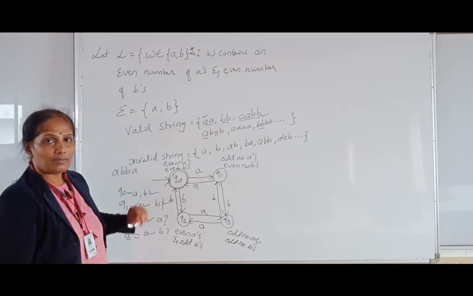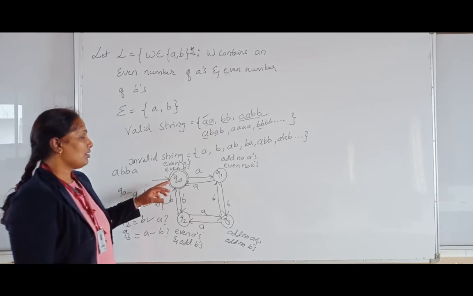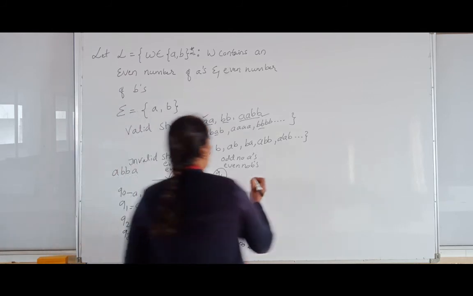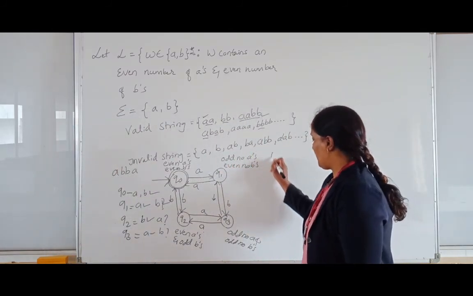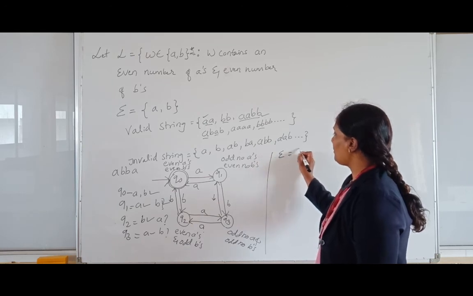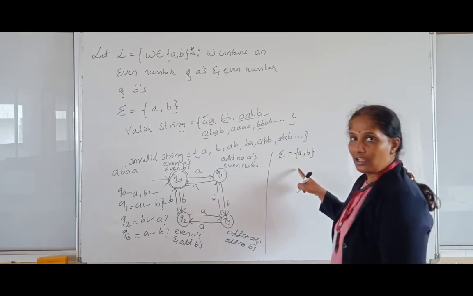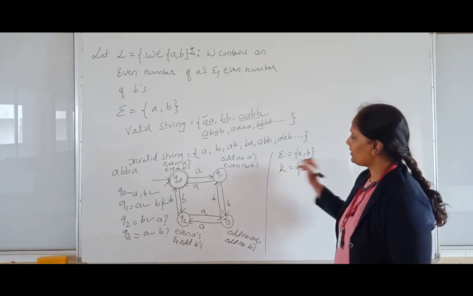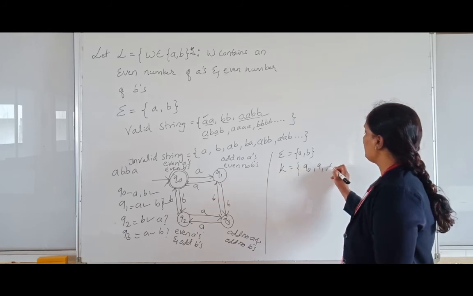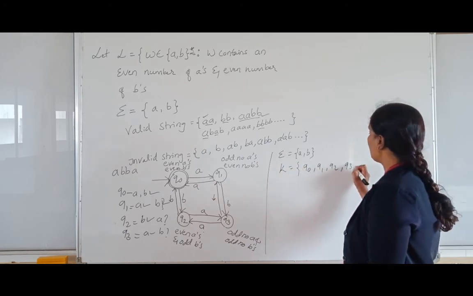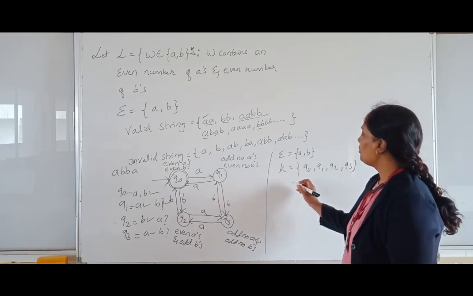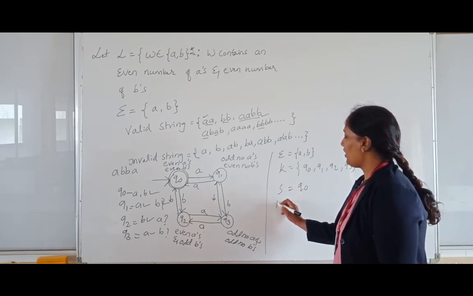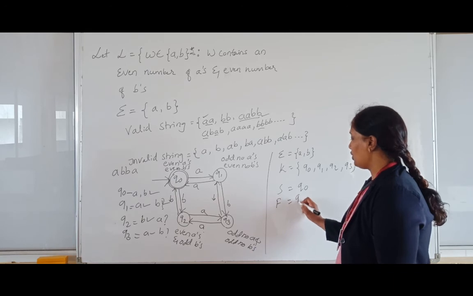Next, the DFSM is ready. What is the next step? I should represent this DFSM by using 5 tuples. So here, what is the first tuple? That is the alphabet. So the alphabet in the DFSM is A comma B. Next, K is nothing but the states. So how many states are there? Q0, Q1, Q2 and Q3 states are there. So that will be the K value. Next, what is the start state here? Start state is Q0. What is the final state? Final state is Q0 itself.